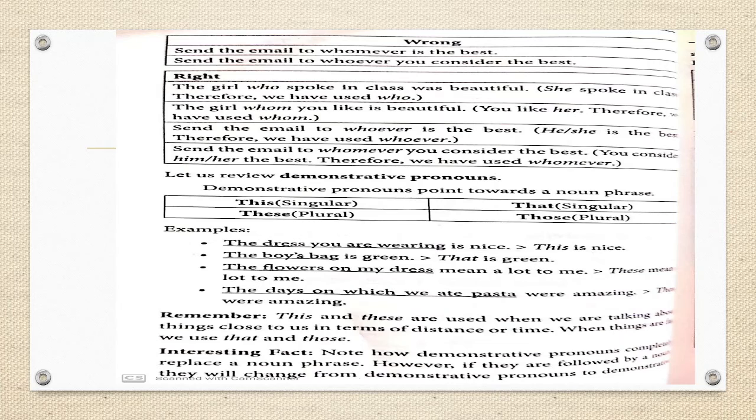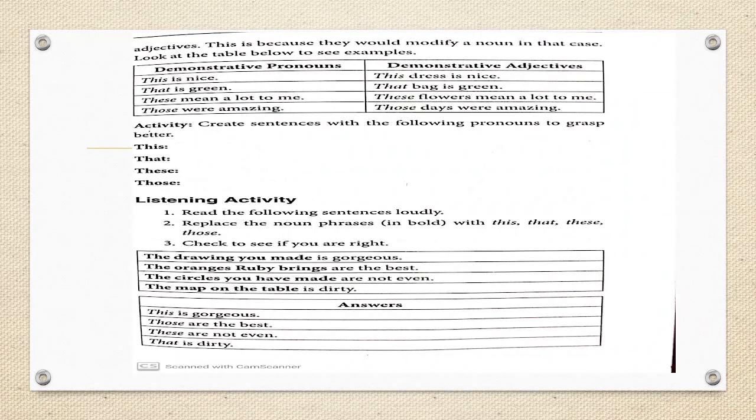Interesting fact. Note how demonstrative pronouns completely replace a noun phrase. However, if they are followed by a noun, they will change from demonstrative pronouns to demonstrative adjectives. This is because they modify a noun in this case. So look at the table below to see examples. Demonstrative pronouns: this is nice. So this dress is nice, adjective. That is green. That bag is green. This meant a lot to me. These flowers mean a lot to me. Those were amazing. Those days were amazing.